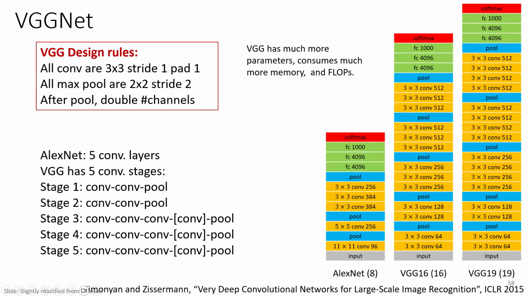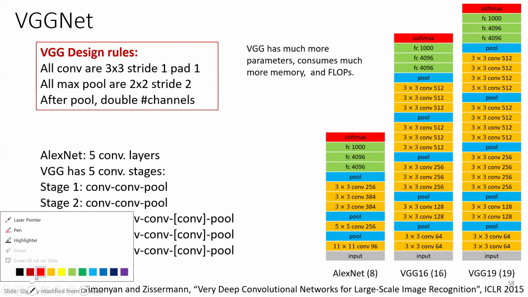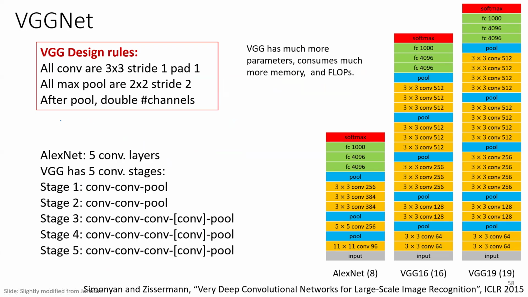This was an important contribution because in the AlexNet, the design was not principled. So they came up with some principled design. They said, okay, all convolutions must be 3 by 3 convolutions, stride 1 and padding 1. Max pooling are 2 by 2 max pooling stride 2. After the pooling, double the number of channels. So you can see this is the AlexNet. So input image, 11 by 11 convolution pool, 5 by 5 convolution pool, 3 by 3 convolutions, and then pool, fully connected, fully connected, fully connected, and a softmax layer.